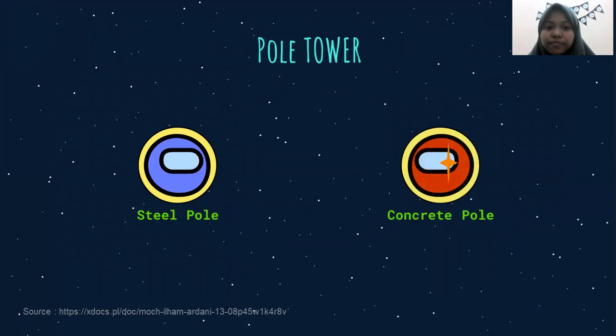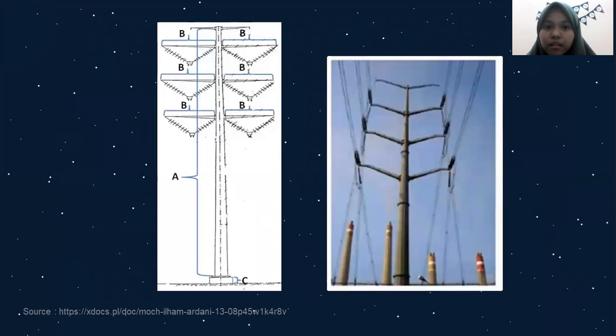First is pole tower. Pole tower consists of steel pole and concrete pole. And this is the picture of steel pole and concrete pole. Before that, SUTT construction with concrete or steel poles is used in the expansion of SUTT in a densely populated city and requires relatively narrow land.